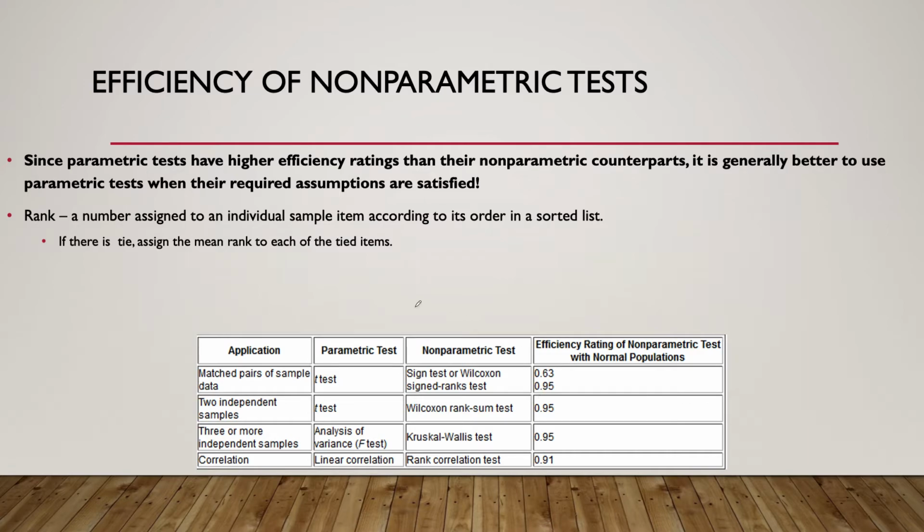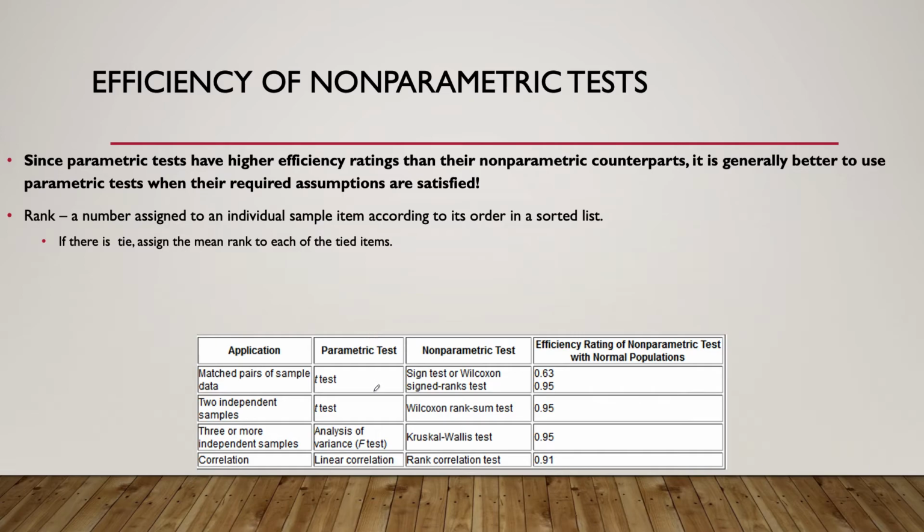For two independent samples, we could use again a t-test for the parametric test, or for the nonparametric test, the Wilcoxon rank sum test. Again, that has an efficiency rating of 0.95. That one's pretty good too. For three or more independent samples, we could use the ANOVA, analysis of variance F-test. Or the nonparametric test would be the Kruskal-Wallis test. That has an efficiency rating of 0.95. Also pretty good.